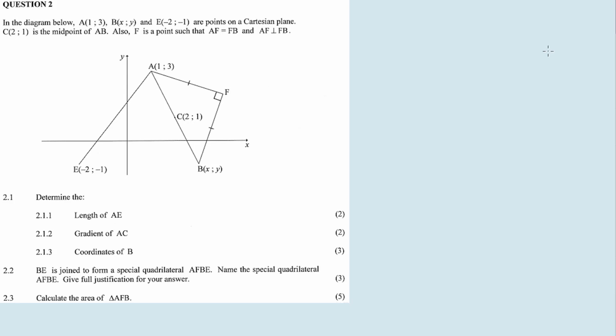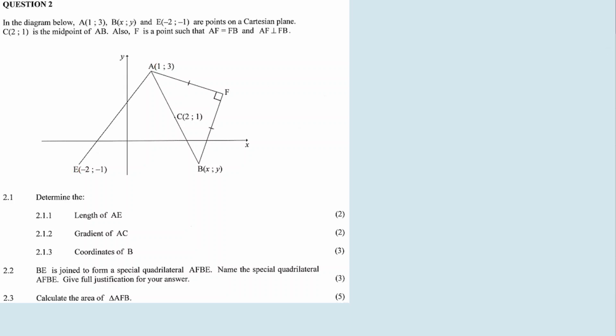Now, let's continue. We want the length or the distance between point A and E. Point A, this is point E, right? Point A, and this is point E. Okay, they gave us the coordinates for both A and E. Then, okay, this is a straightforward question. So we use the distance formula, right?